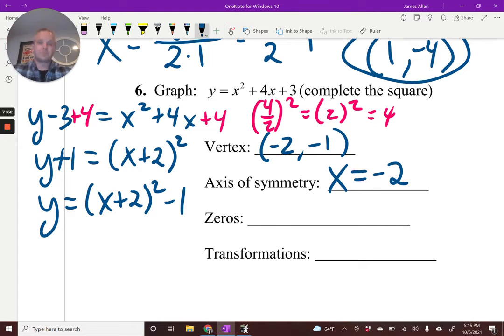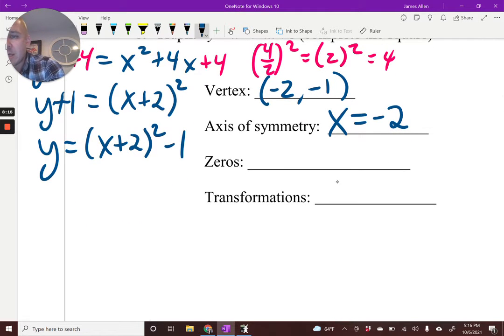My zeros. We got a couple options here, okay? We could either factor the x squared plus 4x plus 3, which it is factorable, or I can use this wonderful vertex form. Perhaps I'll show you both for fun. Are you ready? Because sometimes the vertex form is actually a little bit easier.